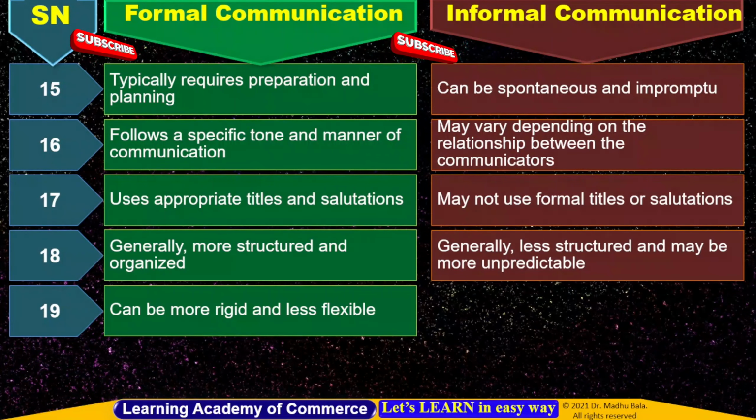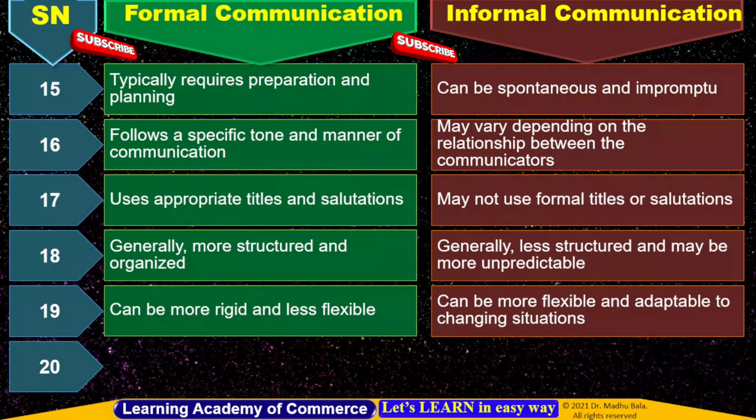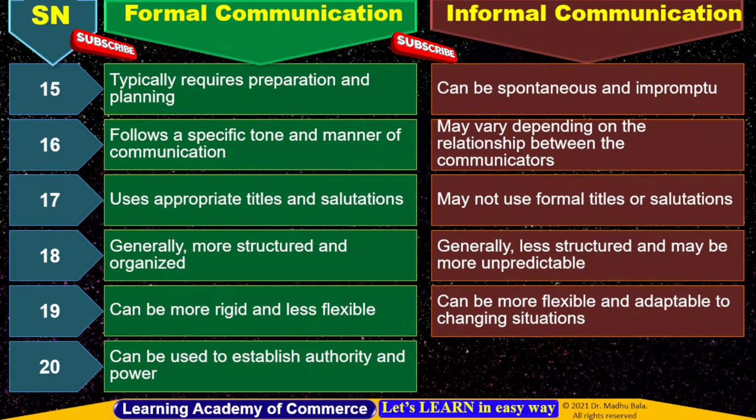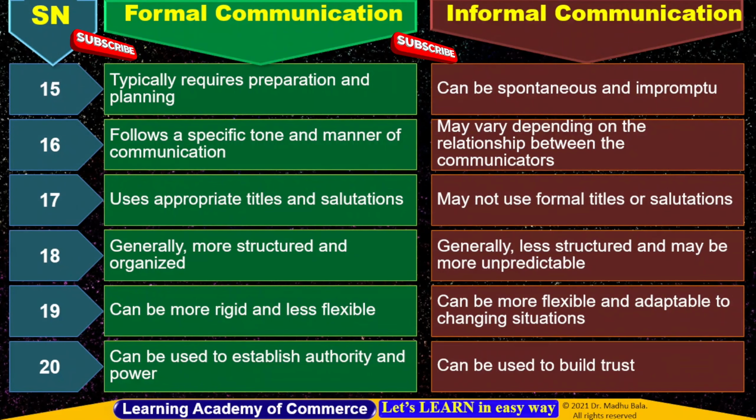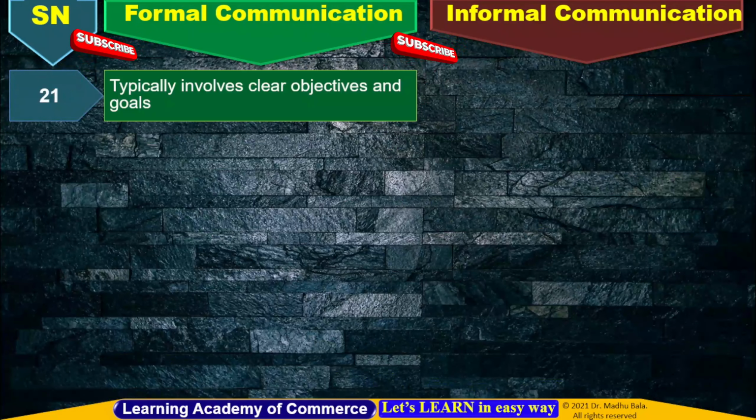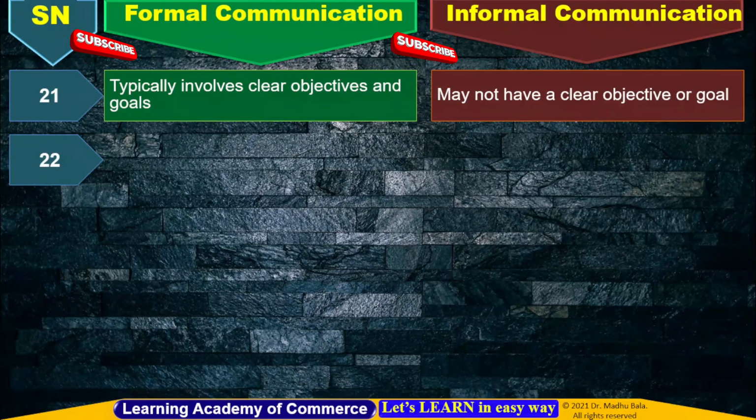Formal communication can be more rigid and less flexible, while informal communication can be more flexible and adaptable to changing situations. Formal communication can be used to establish authority and power, while informal communication can be used to build trust. Formal communication typically involves clear objectives and goals, while informal communication does not have a clear objective or goal.